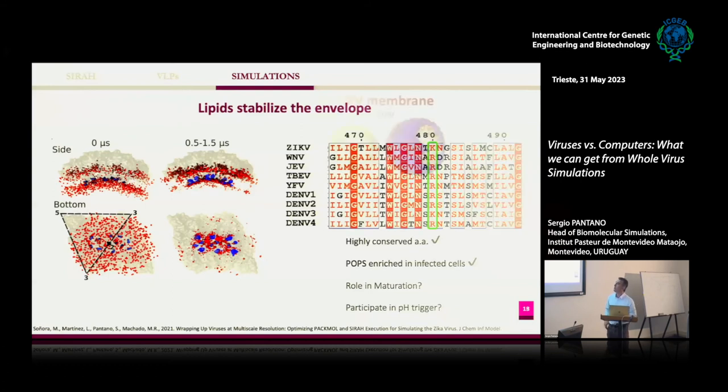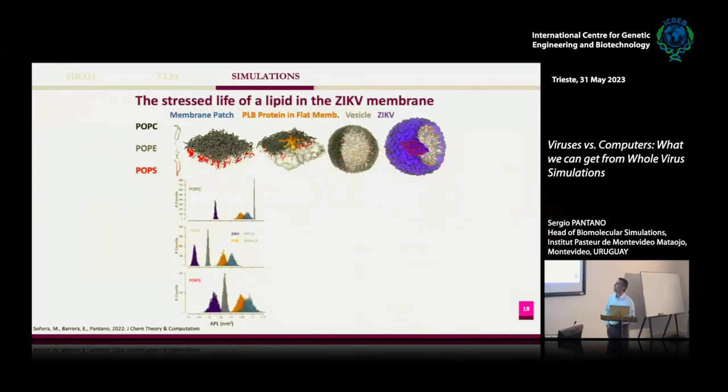So we went to analyze this a bit more in detail, and to do that, we set up a set of comparative systems in which we started with a flat membrane, then a flat membrane with a protein, not a viral protein, just another protein that lives in the ER. Then we increased the complexity of the system to a vesicle, but without any protein, and then to the Zika virus, which is actually a vesicle with proteins on top of it. As I said a minute ago, we use these three kinds of lipids in a proportion of 6-3-1, which is roughly the proportion of the endoplasmic reticulum.